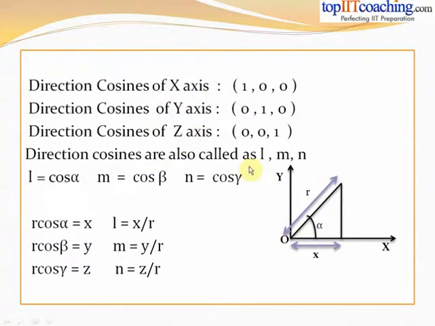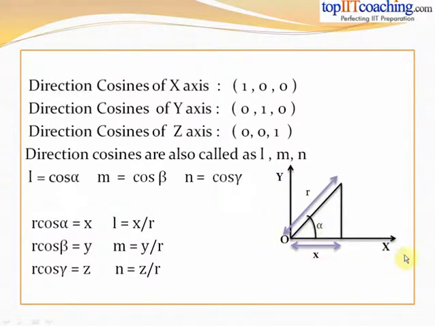Now, we also denote the direction cosines by l, m, n. So, at times, we do not write cos alpha, we write it as equal to l, cos beta equal to m and cos gamma equal to n. Thus, l, m and n represent the direction cosines of any line.